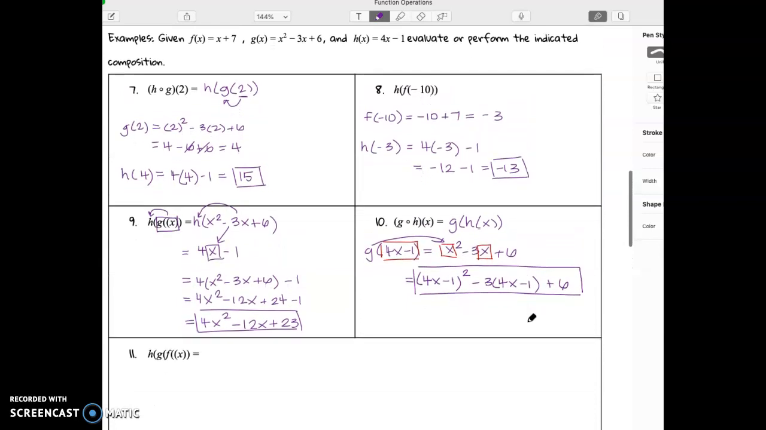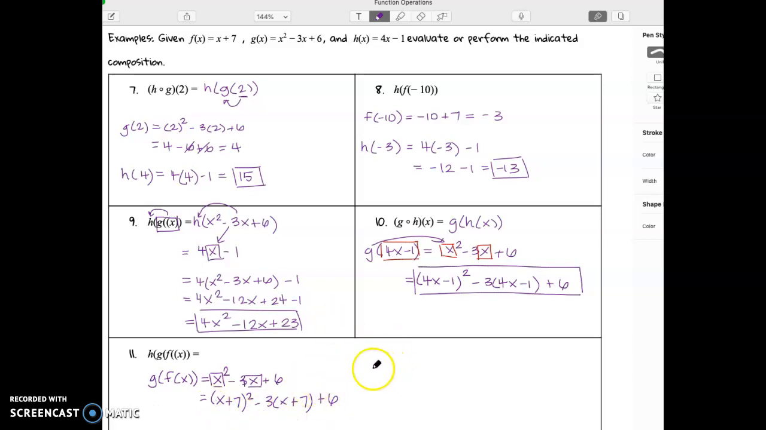We can compose multiple times. So number 11 is asking us to take f and compose it into g, and then take all of that and compose it into h. So that's why I said it's important to start at the inside and work out. So we're going to start, we're taking f and plugging it into g. So let's do that here. So again, g is x squared minus 3x plus 6. And then I need to take f, which is x plus 7, and put that in all of these x values. So we'd have x plus 7 squared minus 3 times x plus 7 plus 6.